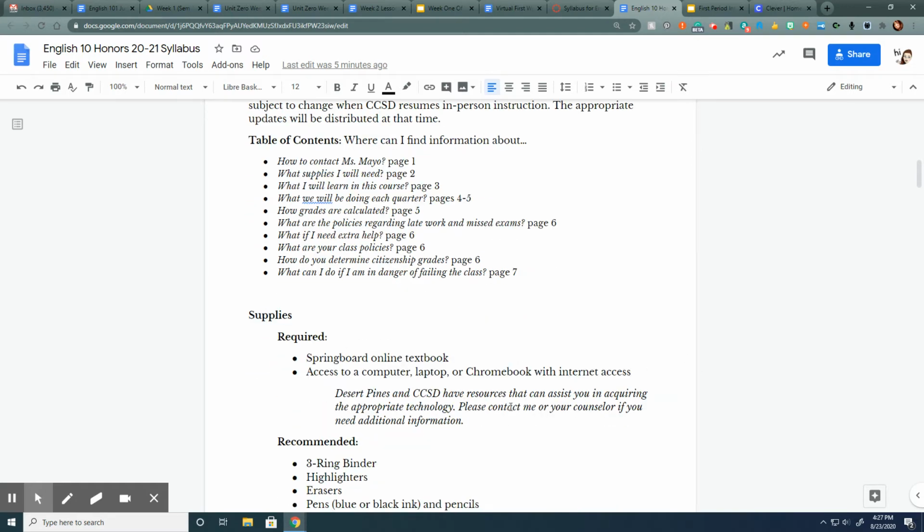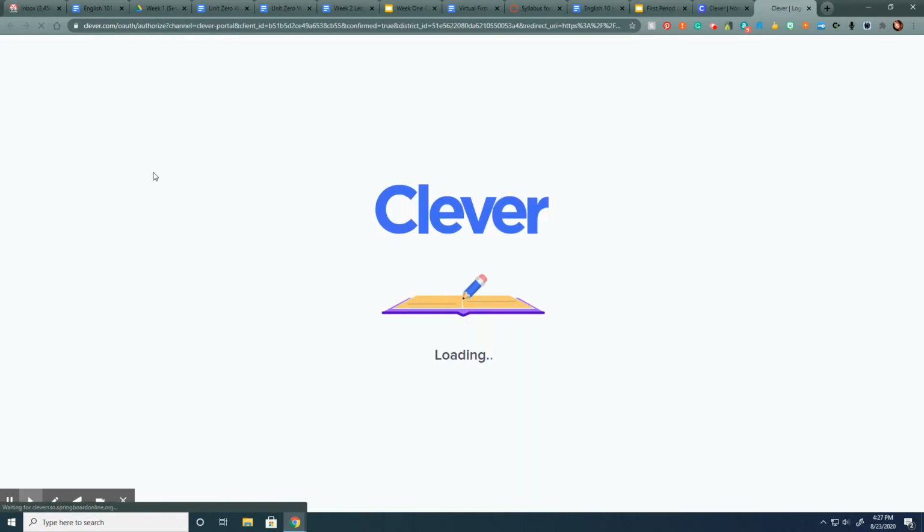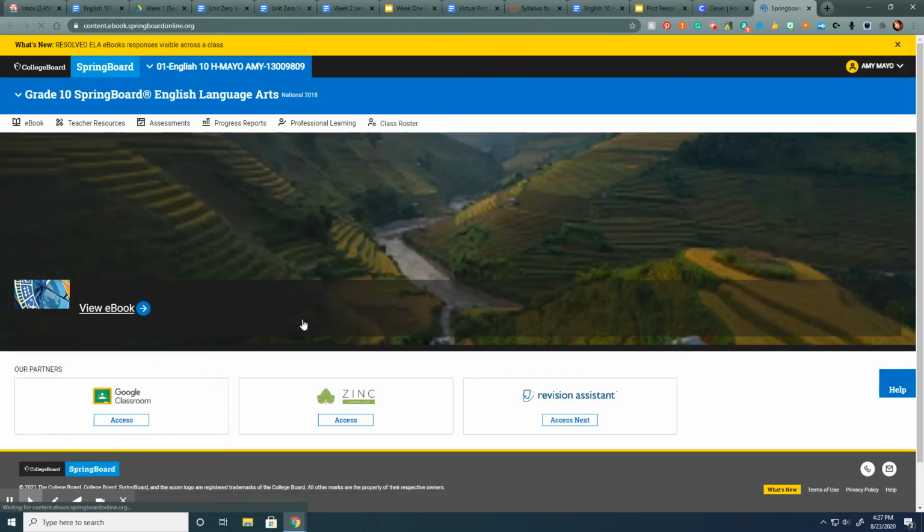Here are the supplies that you'll need. It's a Springboard online textbook. You can get that by going to Clever and clicking on Springboard, and that will come right up. And the textbook is online, and we do have paper copies of it, but because we are doing remote instruction, we're going to make use of the ebook at this time.